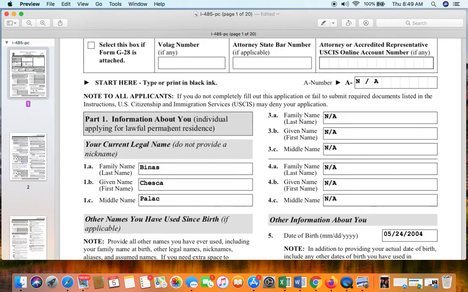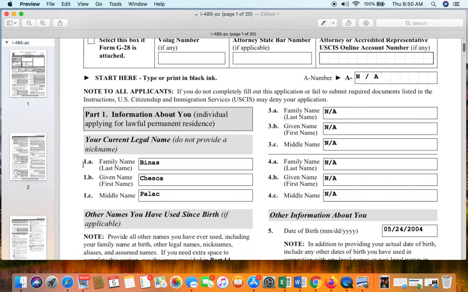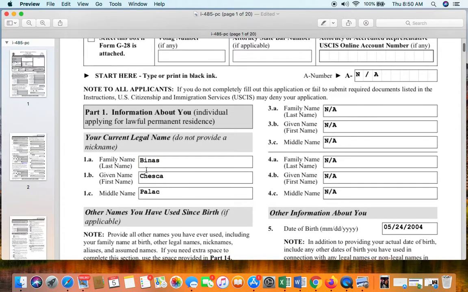So right here, Part 1, information about you. This is the individual applying for lawful permanent residence. Since I am applying for my derivative applicant, I'm going to put my daughter's name right here. So, the family name she is using is Binyas, and the given name is Cheska, and the middle name is Palak. So, you have to provide that right here.